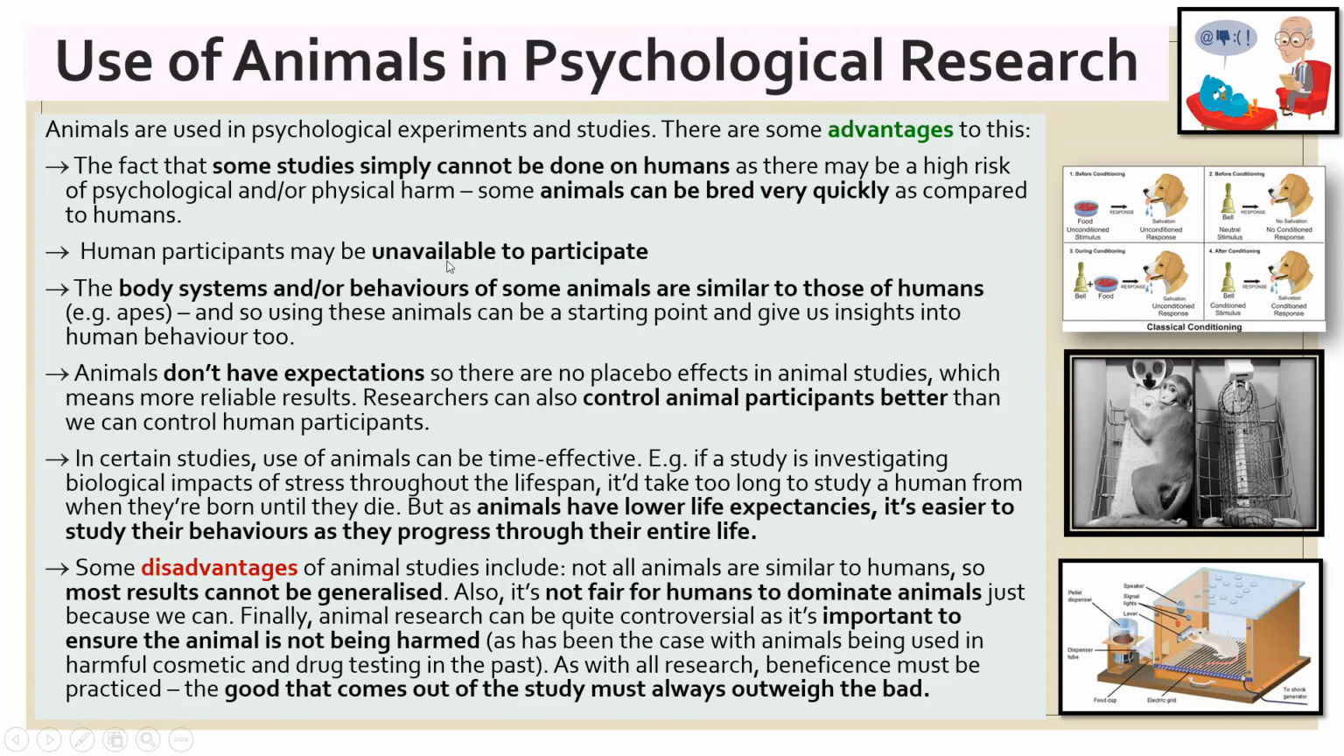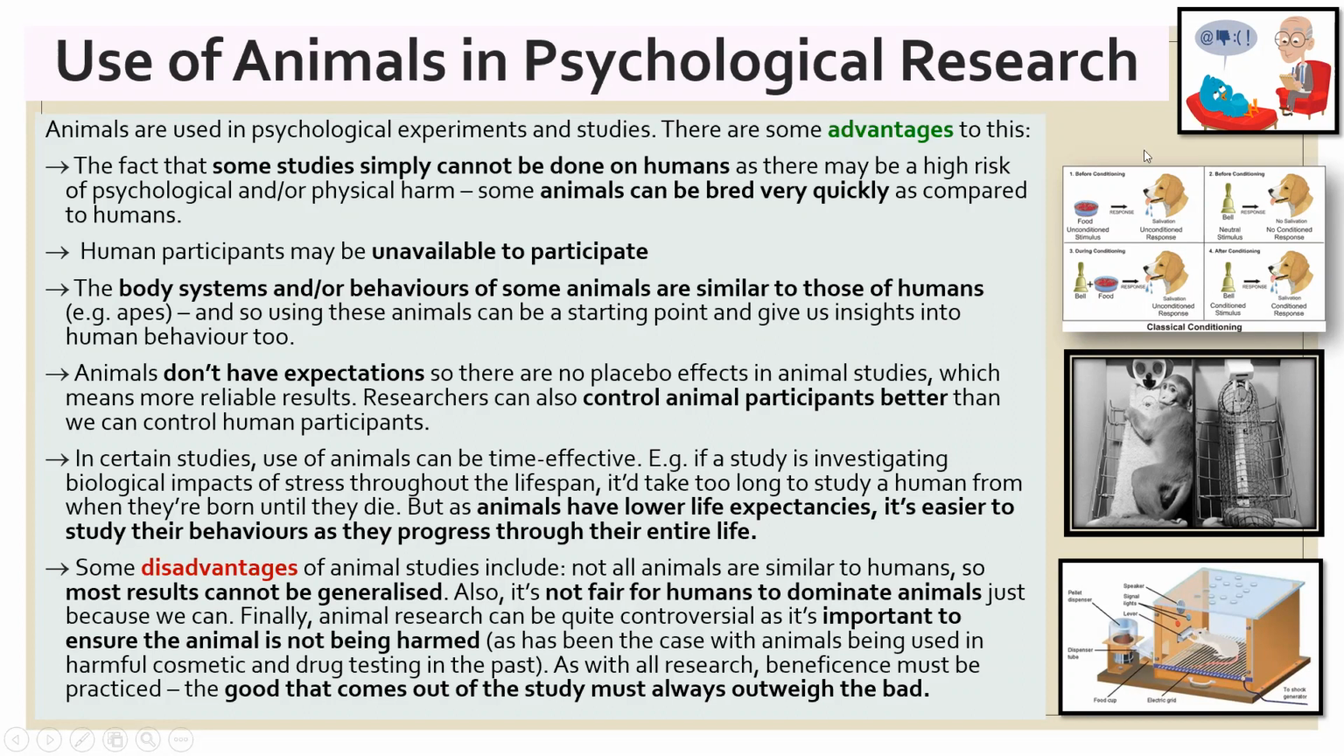Okay, human participants might not be available to participate, so we might have to use animals as a result of this. The body systems or behaviors of some animals are similar to those of humans. So we know that with apes or with monkeys, their brains are kind of similar in terms of the structure to humans. So we might use them as a starting point to get us started with investigating some form of behavior there. Animals don't have expectations, and so placebo effects are completely ruled out when we talk about animal studies, okay, which means that you might be getting more reliable results.